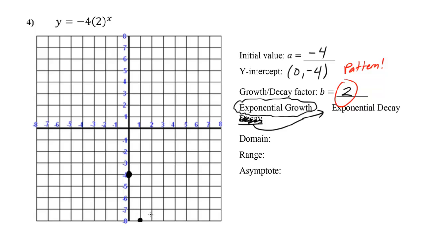Now if we were to move to the right again, -8 times 2 would get us -16. That won't even fit on our graph. So we're kind of out of space at this point. So what we need to do is we need to go to the left. So from -8 to -4, we divided by 2. From -4, we divide by 2 to get -2. So we're doing the opposite pattern as we're moving to the left.